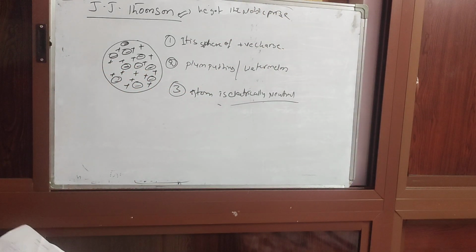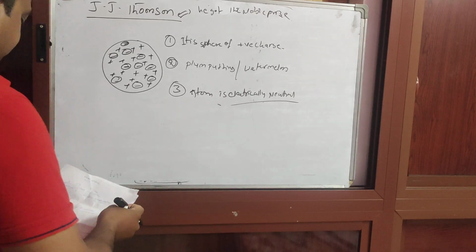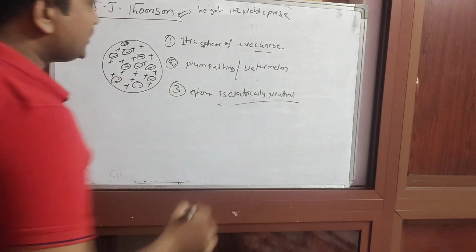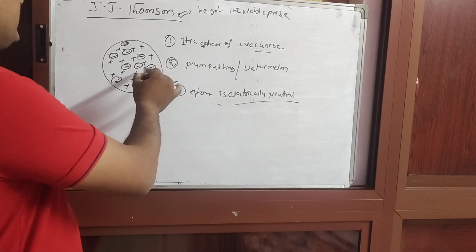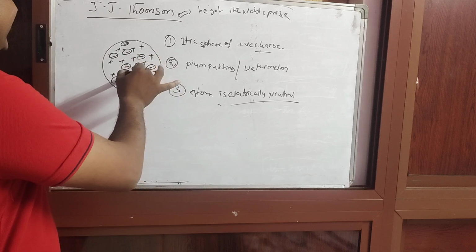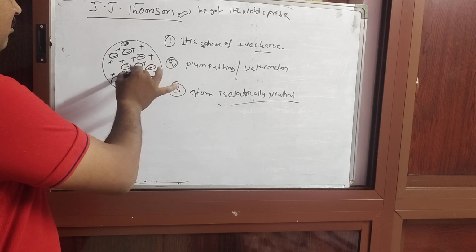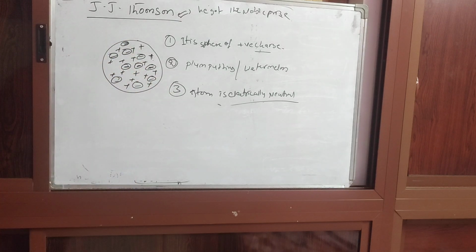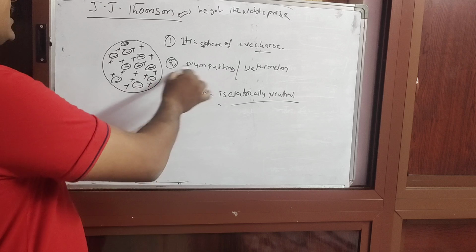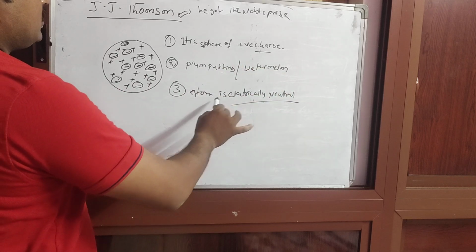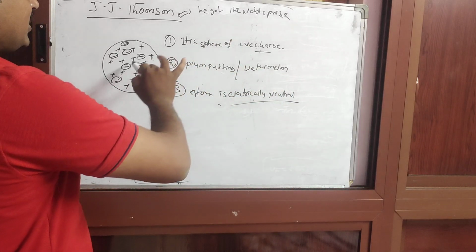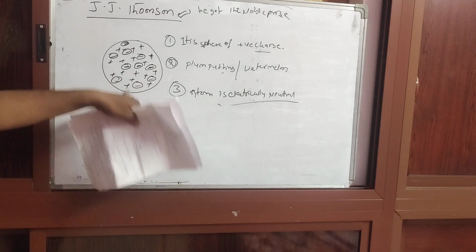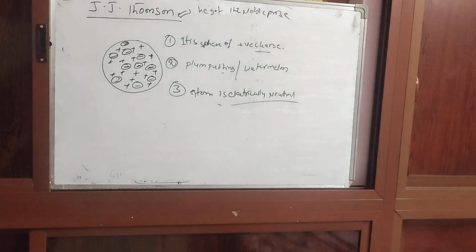What he says: one, it is a sphere of positive charge, and this positive charge is like ghee, with the electrons embedded in the atom like badam or pista. This model is called the plum pudding model or watermelon model. The atom is electrically neutral because positive and negative charges are equal. For doing this experiment, J.J. Thomson got the Nobel Prize.